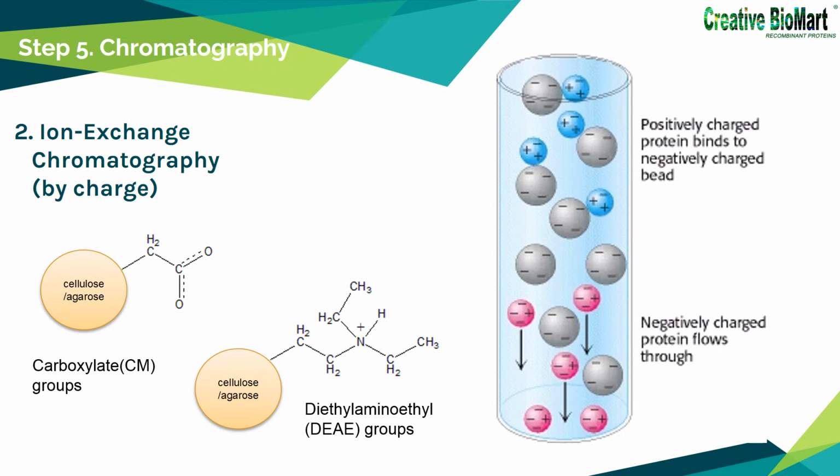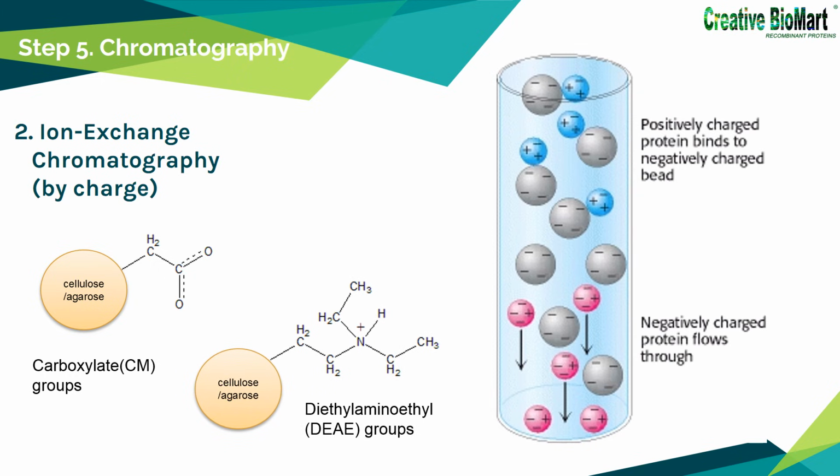Ion exchange chromatography. Proteins may have a net positive or negative charge at different pH ranges. This is another basic rule for protein separation. If a protein has a net positive charge, it will usually bind to a column of beads containing carboxylate groups, whereas a negatively charged protein will bind to a column of beads containing diethylaminoethyl groups.